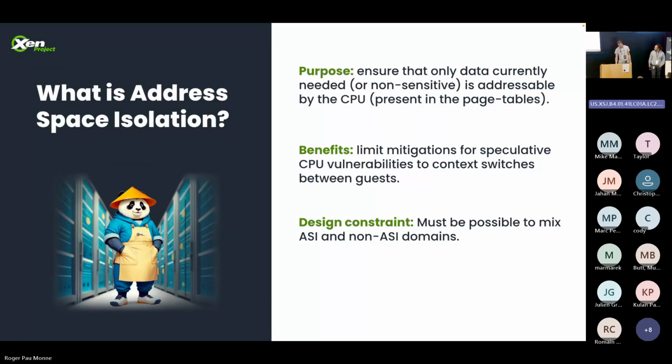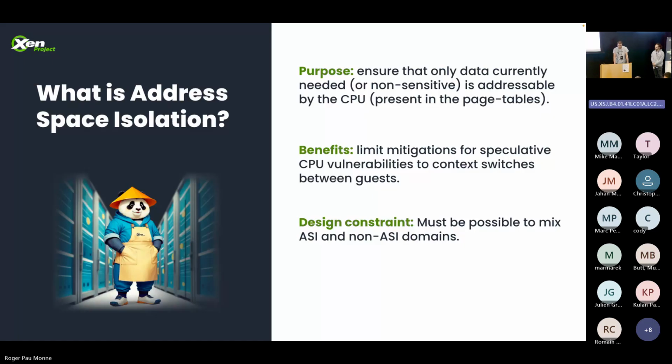So what's the purpose of address space isolation? The purpose is to make sure that only data that's needed by the currently running context is available. That means that anything that's not needed by the current context shouldn't be mapped into the page tables. The main thing with Xen here is that Xen itself doesn't have any sensitive information as part of the hypervisor. So basically all sensitive information is from the guest context. What we would like to achieve here is to make sure that there's no sensitive information mapped outside of the current context.